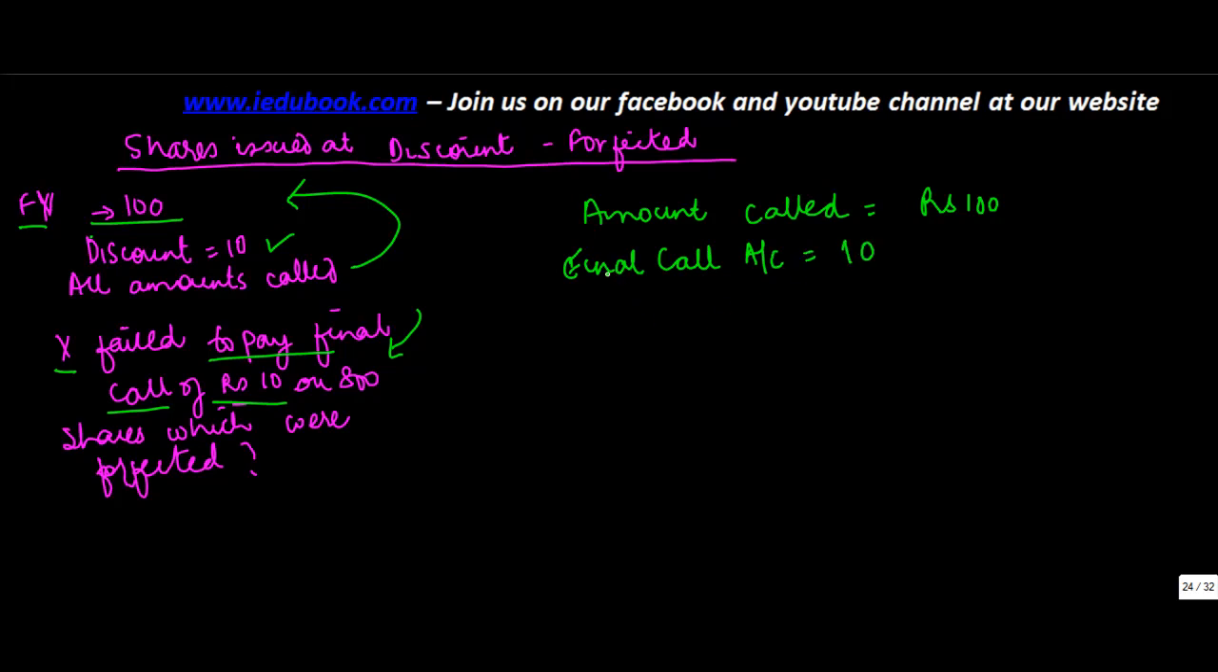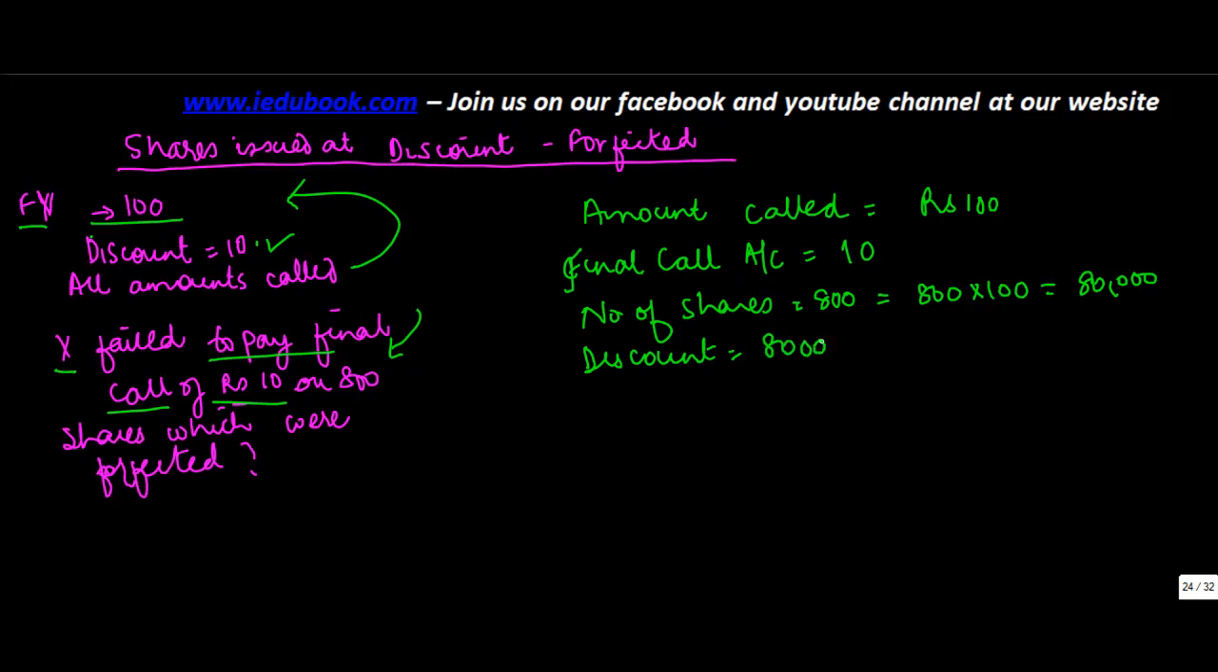There's no call in arrear because it's the final call when the shares were forfeited, and the number of shares is equal to 800, which value is 800 into 100 is equal to 80,000. Discount is equal to 10%, so the amount which have gone to discount must have been 80,000 into 10% or 8,000, right?